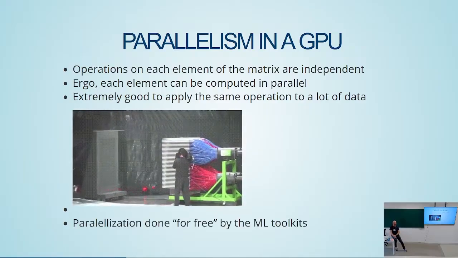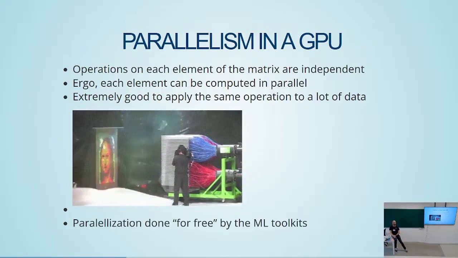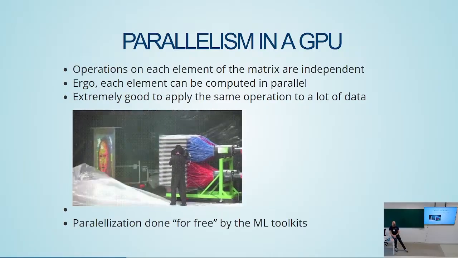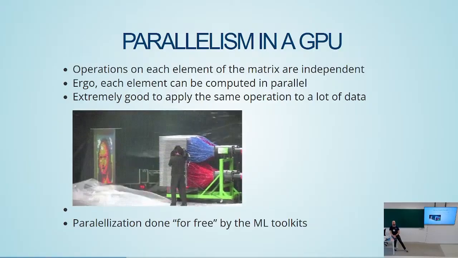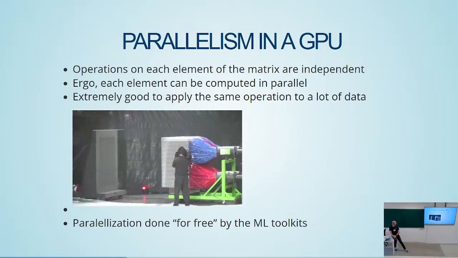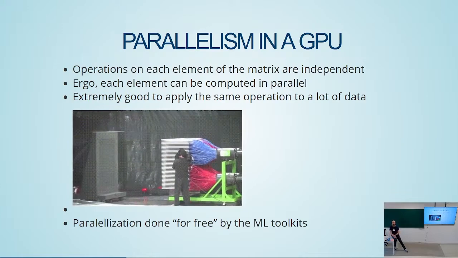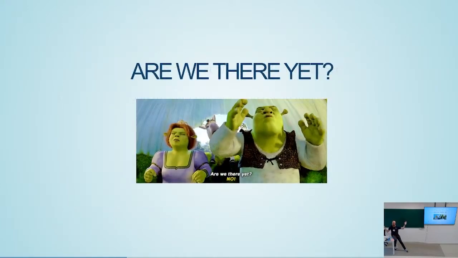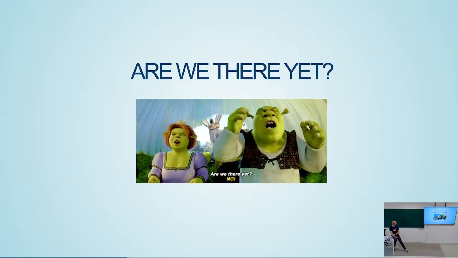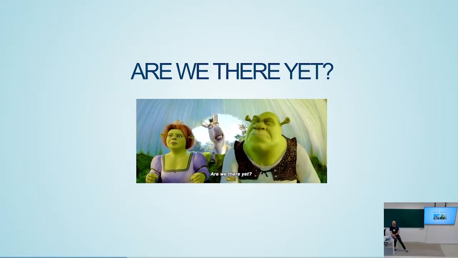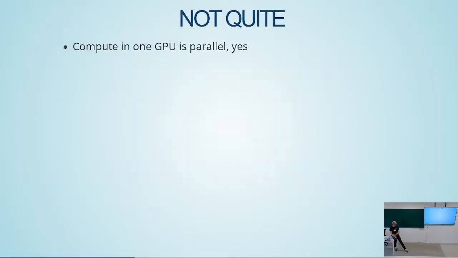In modern machine learning toolkits like PyTorch, this kind of parallelization you don't need to think about. It's done for you for free. So it means done? Are we there yet? No, not yet. There's a bit more than that. If you have one GPU, the job is running in parallel, and you don't need to think about it anymore.